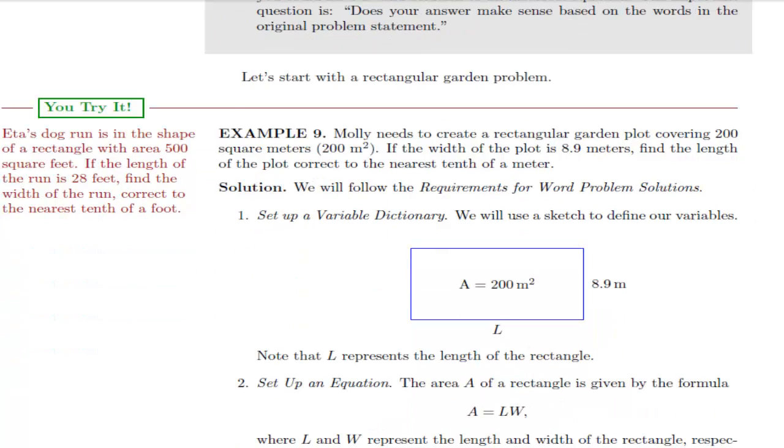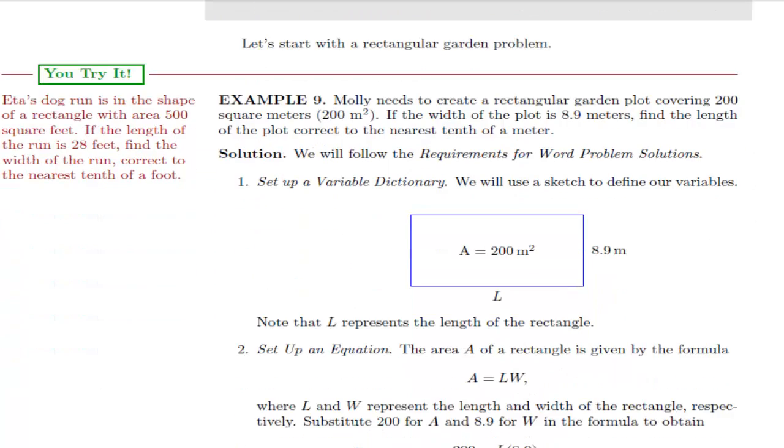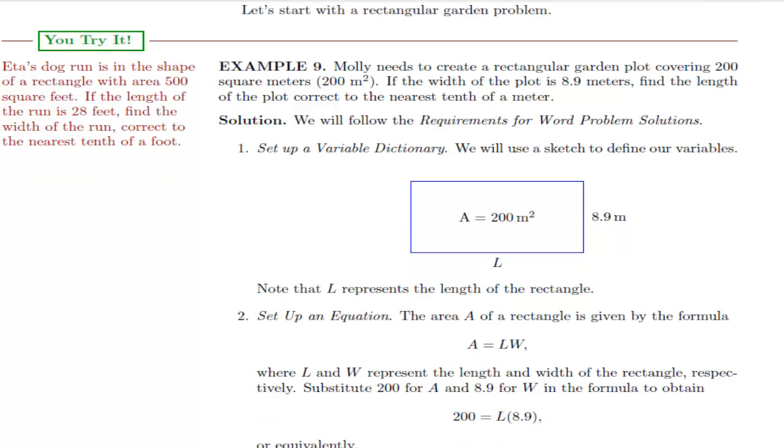Let's start with a rectangular garden problem. Example 9. Molly needs to create a rectangular garden plot covering 200 square meters. If the width of the plot is 8.9 meters, find the length of the plot correct to the nearest tenth of a meter. Solution. We will follow the requirements for word problem solutions. 1. Set up a variable dictionary.